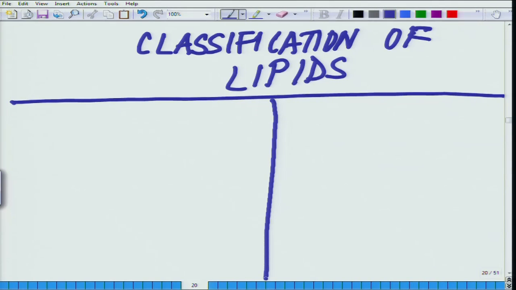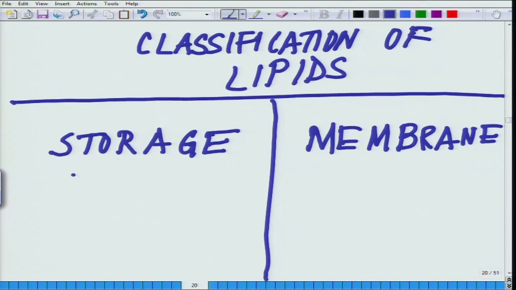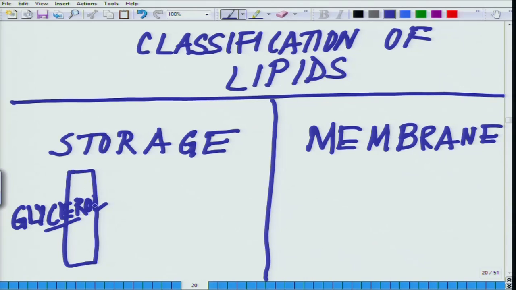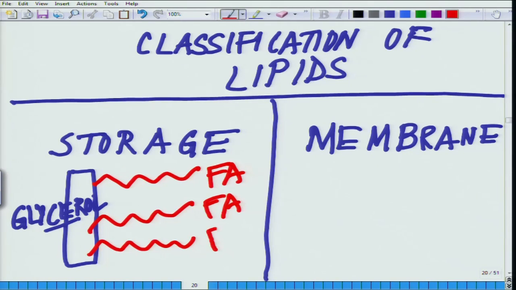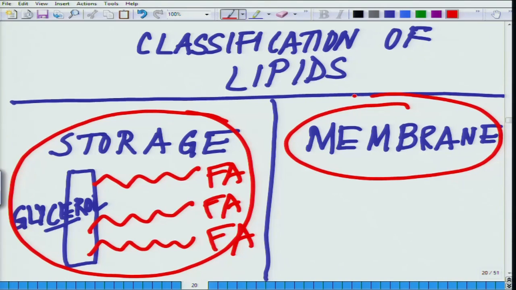So, the broad classification of lipids is storage lipids and membrane lipids. These are the broadest of the broadest classification. Among the storage lipids, in the last class we talked about a glycerol moiety, those of you who remember it, and on glycerol I told you there are fatty acids attached to it. FA stands for fatty acids. These are called the basic storage lipids, which we have already discussed. Today we will start with the membrane lipids and all the classification of the membrane lipids. Okay. So, let us get into the classification of the membrane lipids.